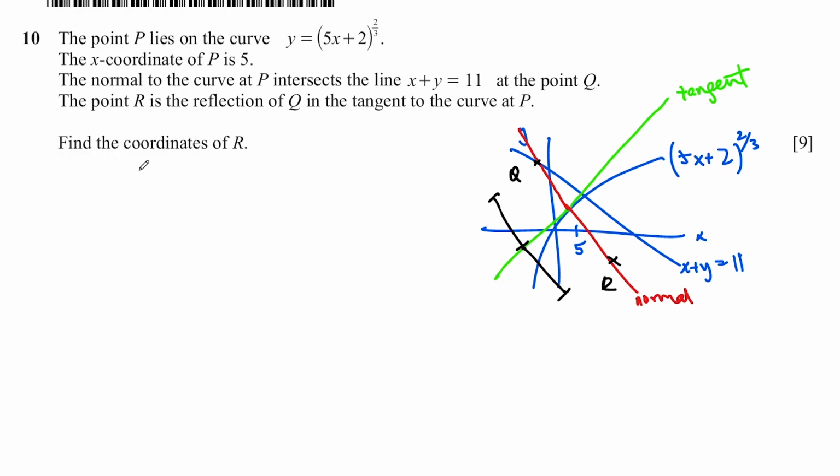First we want to find the equation of the normal. And okay, maybe we try and find P first, right? So x is 5, and if I put in the value here, 5 plus 2, 2 over 3, 9, 5, 9. Okay.